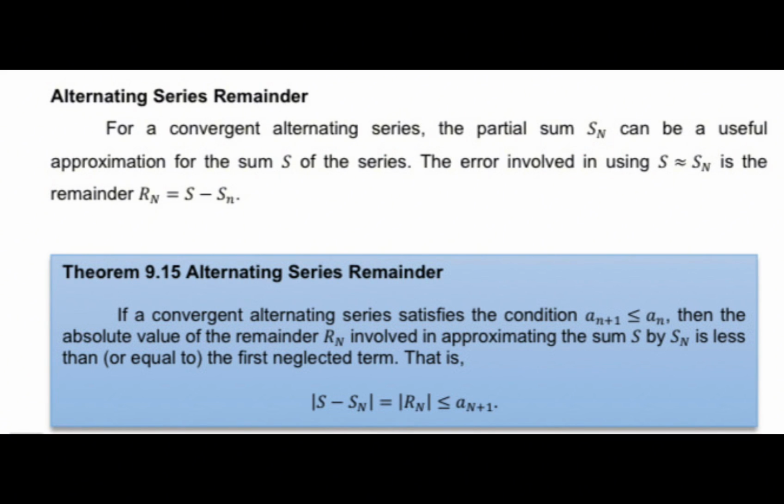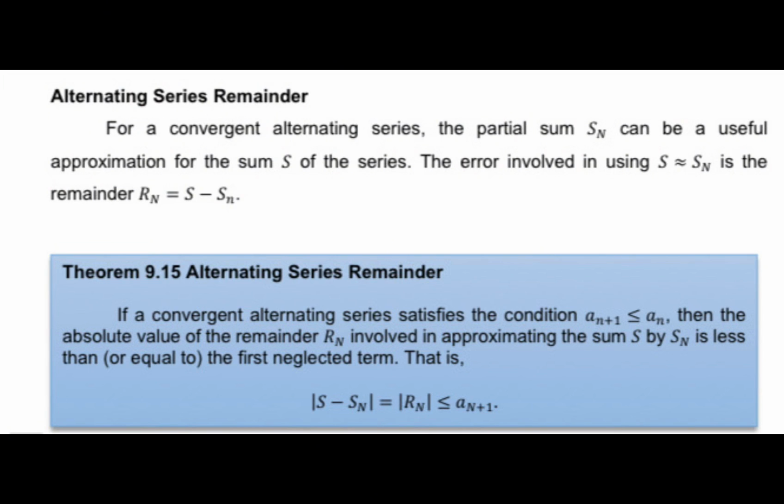For the alternating series remainder, for a convergent alternating series, the partial sum, S sub n, can be a useful approximation for the sum S of the series. The error involved in using S sub n to approximate S is the remainder, R sub n equals S minus S sub n.